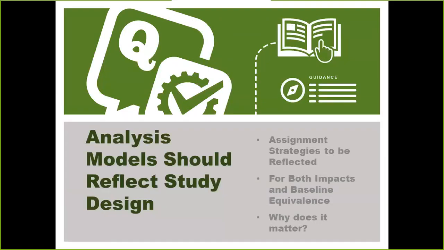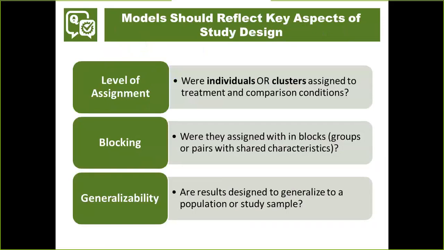The models for estimating impacts and assessing baseline equivalence should reflect the study design. When choosing an analysis model, the model should reflect these aspects of the study design. The level of assignment refers to whether individuals, for example, students, or clusters, examples include schools, teachers, or classes, are assigned to the treatment or comparison groups. In cluster assignment designs, clusters are assigned to treatment and control conditions, and the individuals within the clusters inherit the cluster status. That is, students in the treatment schools are treatment students. Students in the comparison schools are comparison students.